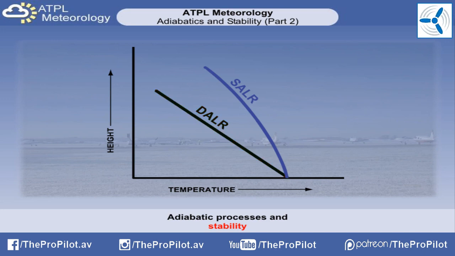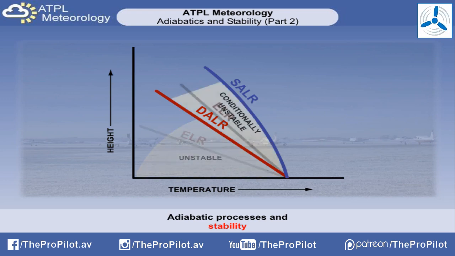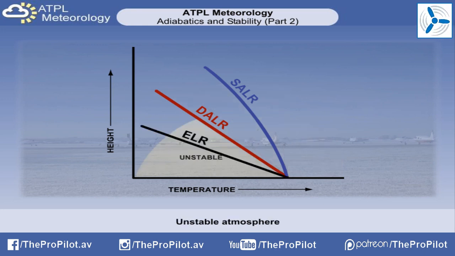So far in this lesson, we have looked at how dry and saturated air behave when forced to rise within different environmental lapse rates. Using this graph, we saw that the value of the ELR and its position helped us decide the stability of the atmosphere. Now let's consider what weather you will encounter with the different types of stability. First, let's look at an unstable atmosphere situation.